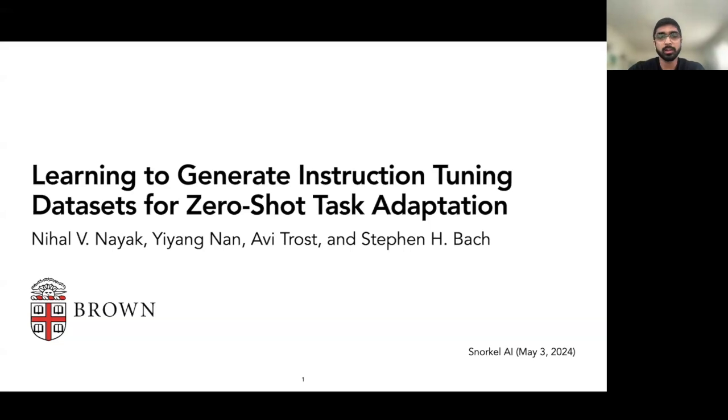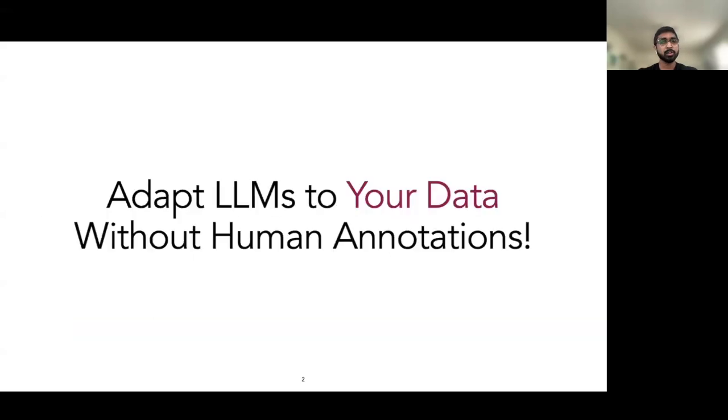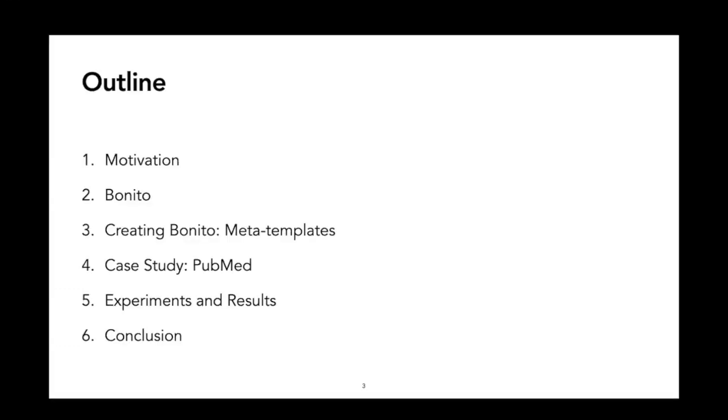Today, I'm going to be talking about our work, learning to generate instruction tuning datasets for zero-shot task adaptation. This work was done at Brown with Yiyang Nan, Avi Trost, and Stephen Bach. In this talk, I will show you how to adapt large language models to your data without human annotations. Here's a brief outline of the work. I will keep coming back to this slide.